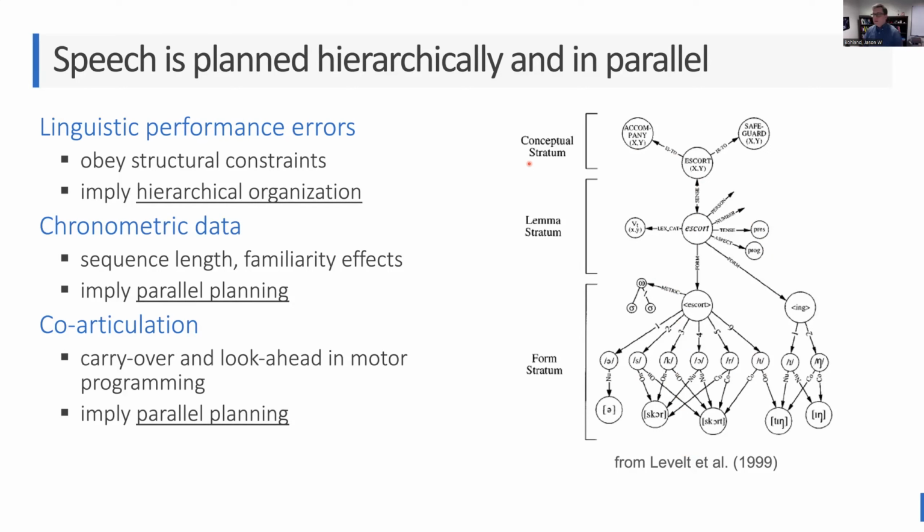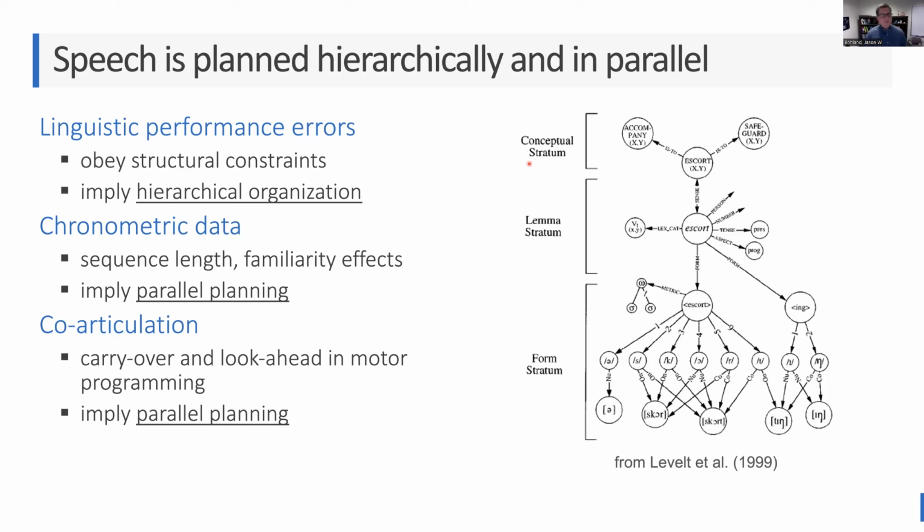These types of data come from linguistic performance errors, so naturally occurring slips of the tongue. If I'm trying to say to you in this talk, speech languages in the left hemisphere, I might say languages in the left hemisphere. These kinds of errors are not random. They obey specific structural constraints, which imply certain organizational principles to how we put these sequences together.